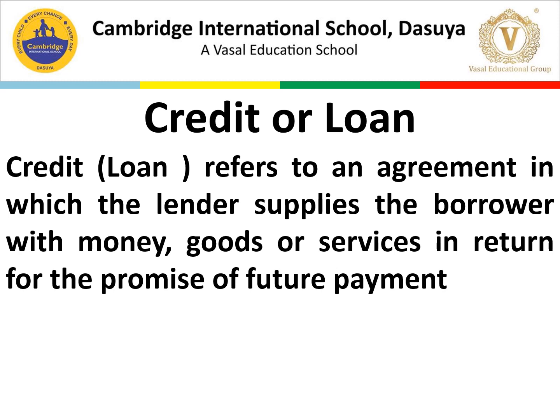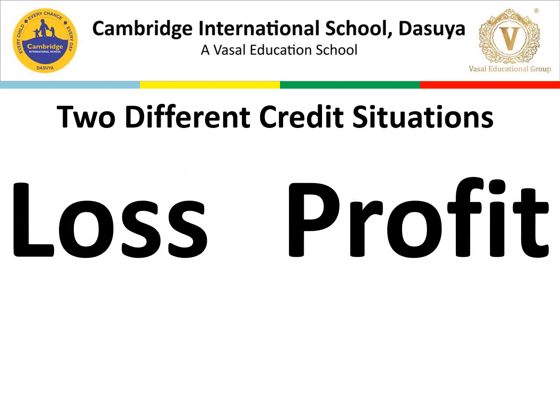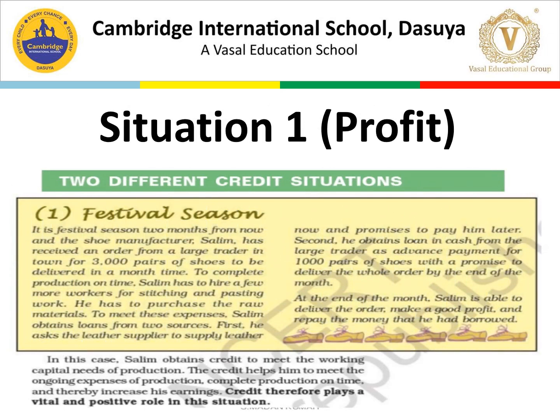Next thing is two different credit situations. I have discussed a little bit of this earlier even. So there are two credit situations. One is based on loss and the other is based on profit. In situation one, we can start with loss also, or profit also. I have just started with the good note that the person is getting profit. So how credit will help him to get profit and how he is able to improve his life. So this is the first example.